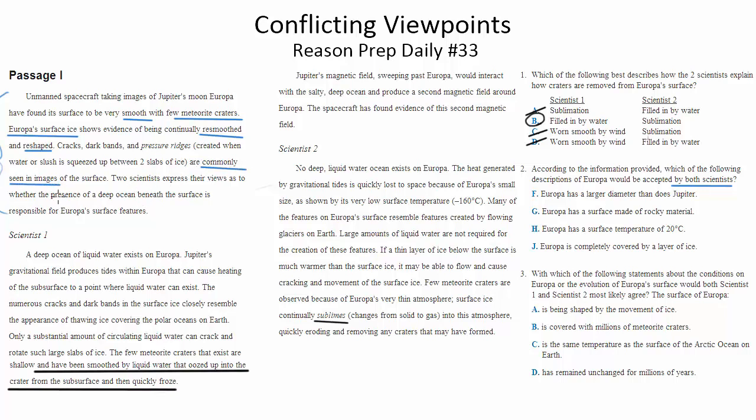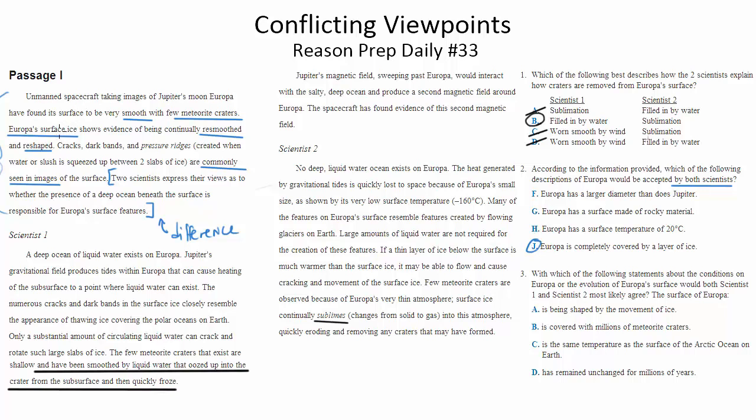Two scientists expressed their views as to whether the presence of a deep ocean beneath the surface is responsible for Europa's surface features. So this right here is the difference. This is where the argument comes in, whether or not there's a deep ocean beneath the surface, but they both agree on all this other stuff. And if we look at the choices, we look at choice J, notice that's exactly what we see here.